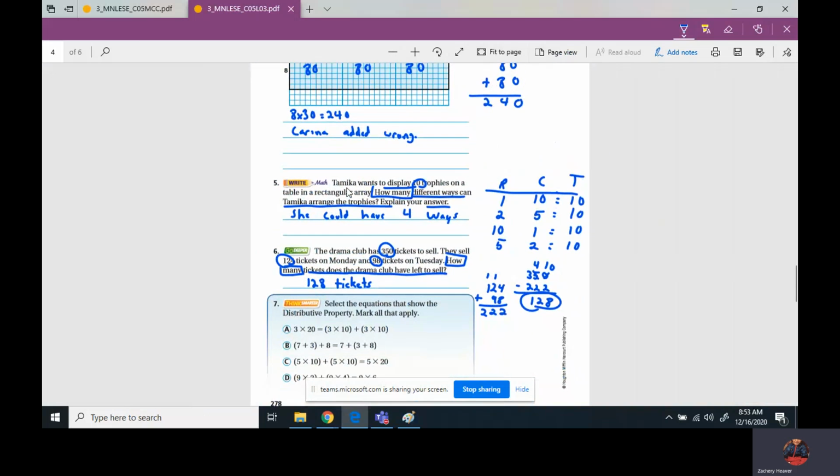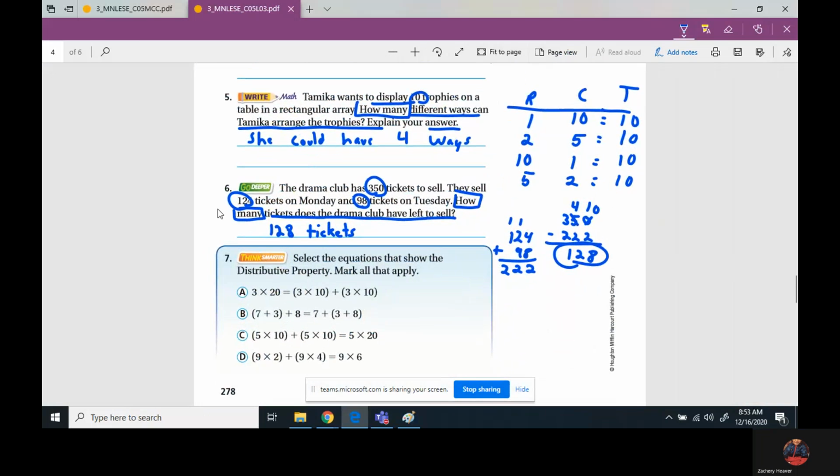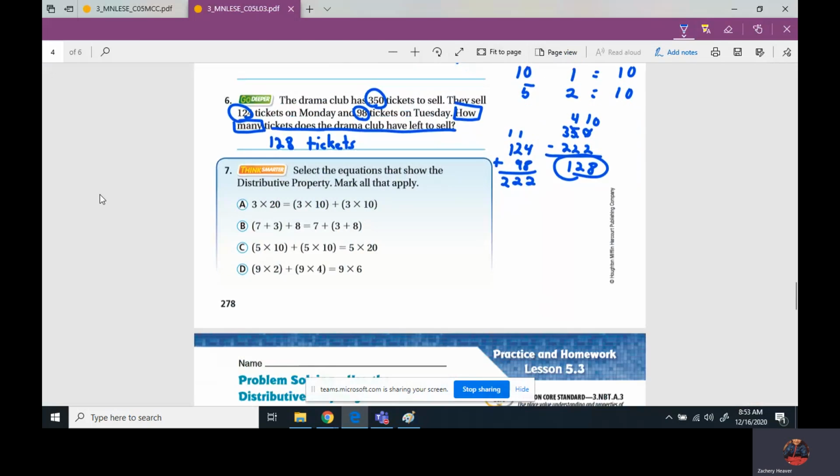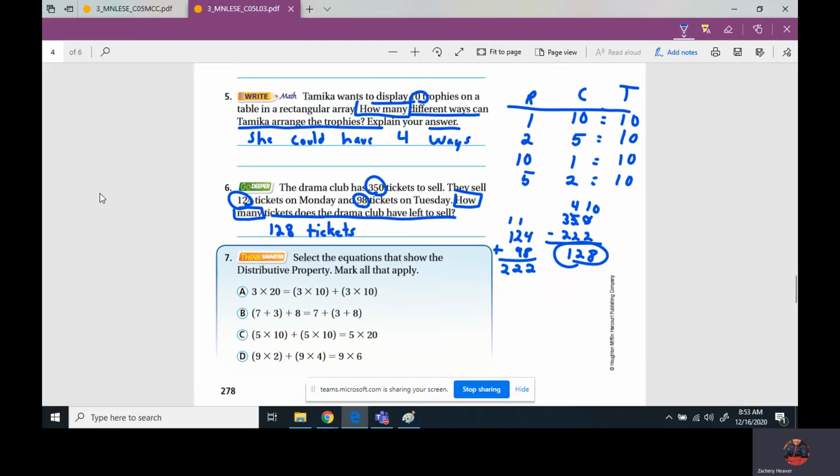I know this has been a pretty lengthy lesson. So this is the last question before your turn, Luke. It says select all the equations that show distributive property. 3 times 20, well, they broke 20 up into 10 and 10, and did they give the 3 to the 10? Yes. That does show distributive property.